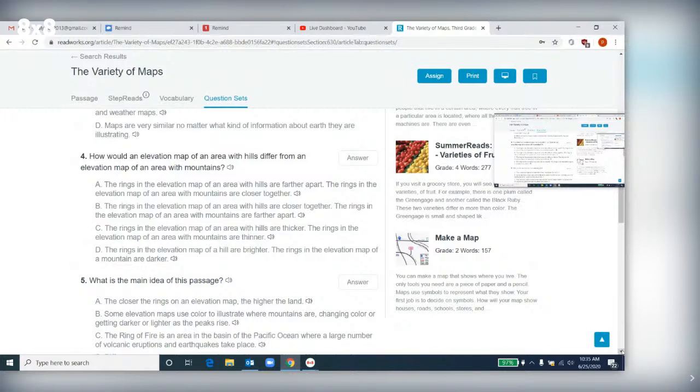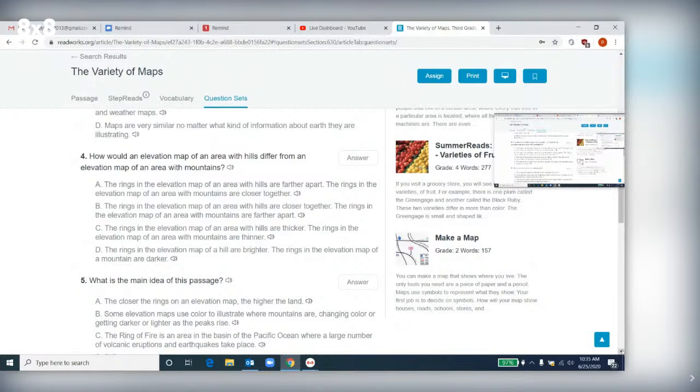That sounds very reasonable. Okay. B, the rings of the elevation map of the area of hills are closer together. The rings of the elevation map of the mountains are farther apart. That's the opposite. The higher you get, the closer the rings are together. So mountains are higher, so the rings are going to be closer together. C, the rings of the elevation map of the hills are thicker and the mountains thinner. It doesn't talk about thicker or thinner at all, so C is not it. And D, the rings of the elevation map are brighter. It doesn't talk about light or dark. So it's going to be A, because as you get up in the mountains, you get higher and the rings get closer together. Okay, and it talks about that in the passage.